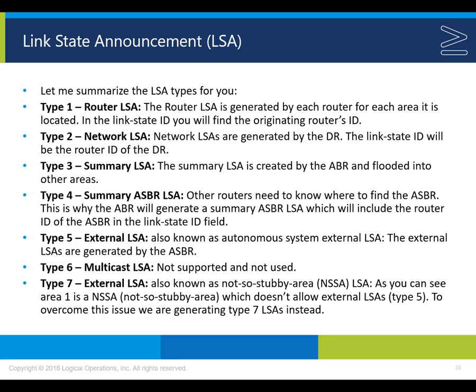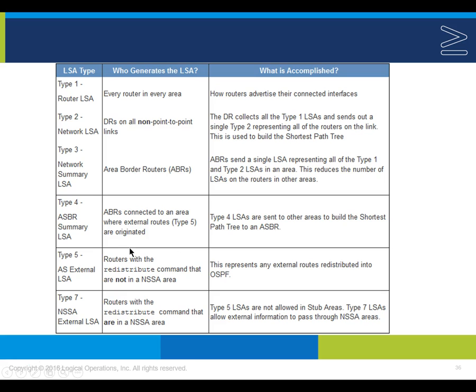Type 4 is the autonomous system border router summaries. Type 5 is external link, autonomous system external LSAs from another autonomous system. Type 6 is multicast, but it's not supported. Type 7 are external, known as not so stubby. And we have stub routes, stubby routes, not so stubby. There's a lot of definitions, and these are in here, but stub routes and stubby and not so stubby are not part of CCNA. This is a table that you can look at showing who generates the LSA and what it accomplishes.